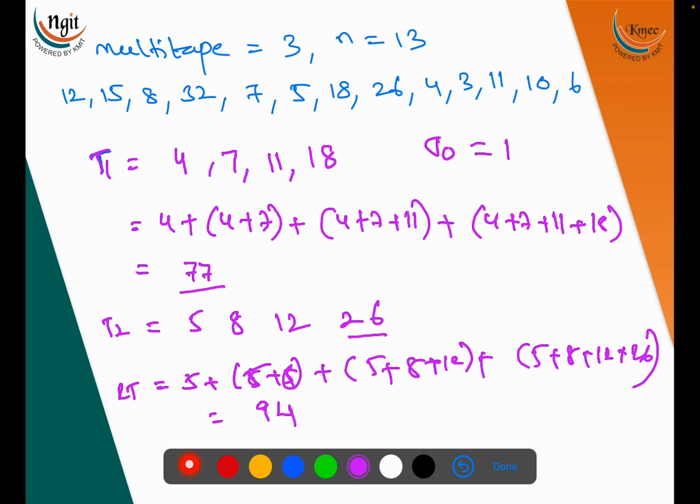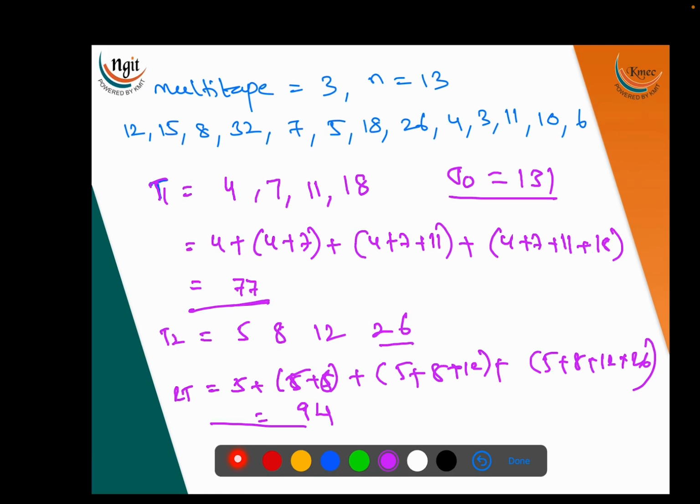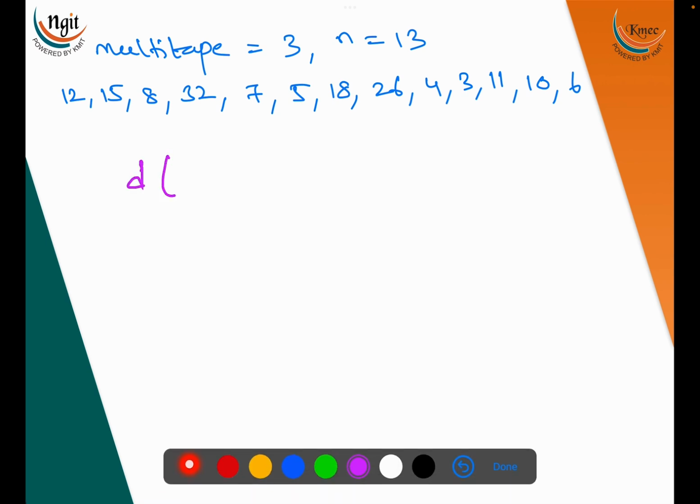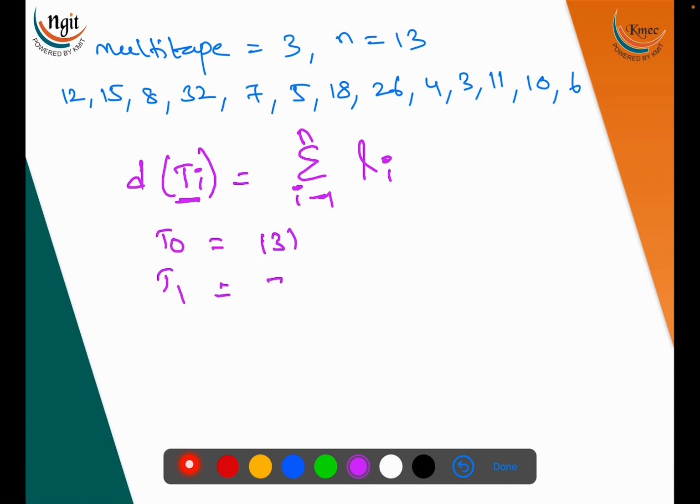T0 is 131, I guess, from the previous slide. So you got the T0 value, T1 value and T2 value. Now you have to apply the formula to calculate the mean retrieval time. d of ti is equal to the sum from i equals 1 to n of li. We calculated this for each tape: T0 value 131, T1 value 77, T2 value 94. Individually we calculated with this formula. Now you have to calculate the mean.